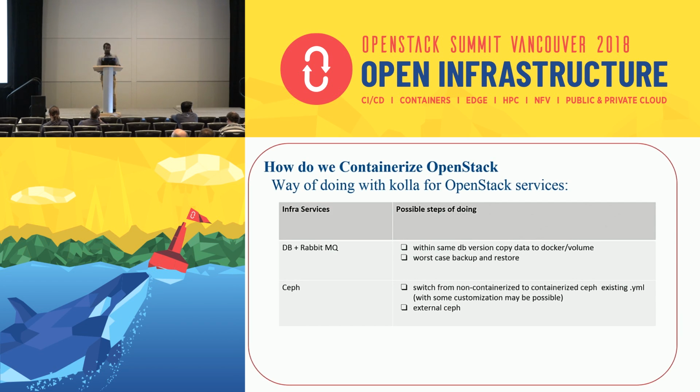Now for the infra services, what can we do with the DB and RabbitMQ? Within the same DB version, copy the data to Docker volumes, and it would be done. The worst case would be to take a backup and then restore it. And in case of Ceph, they have already done the same. We just need to go to the Ceph documentation, since they already support non-containerized to containerized, and we just need to include those configurations in the Kolla migrator tool.